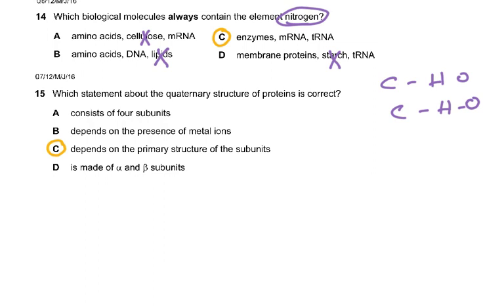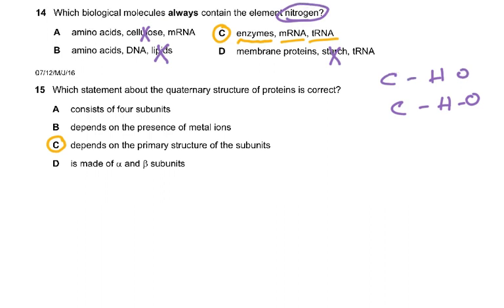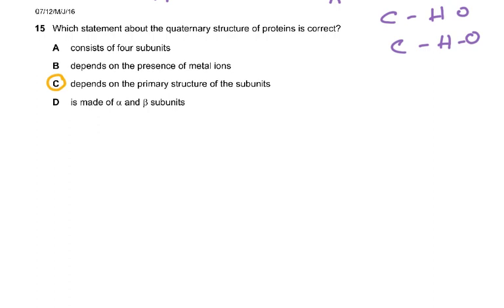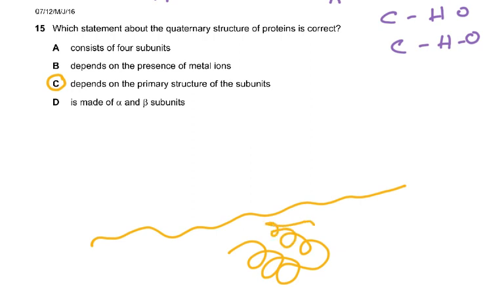So they gave you enzymes, which makes you realize that enzymes are proteins, and mRNA and tRNA. All the nucleic acids have nitrogen bases, and that is what you had to understand. Which statement about the quaternary structure of proteins is correct? When the primary structure is made, then of course the folding depends upon the primary structure. The quaternary structure has to be two or more polypeptide chains.